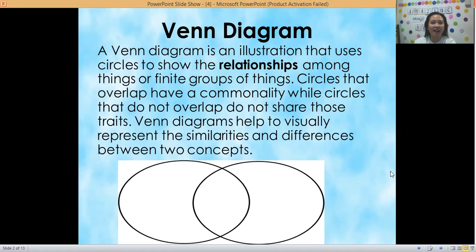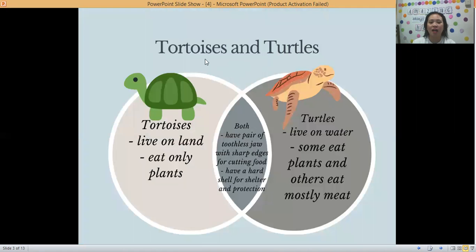So let's start. The first one is the tortoise and the turtles. Tortoises live on land, while turtles live on water. Tortoises eat only plants, but the turtles, some eat plants and others eat mostly meat.